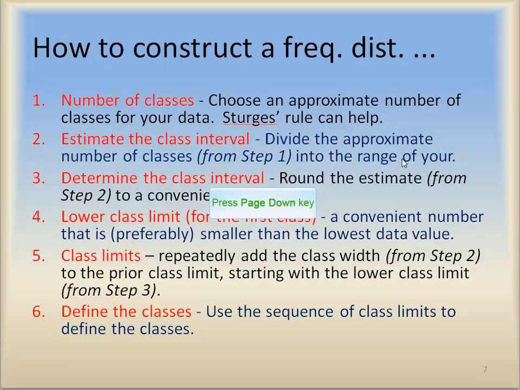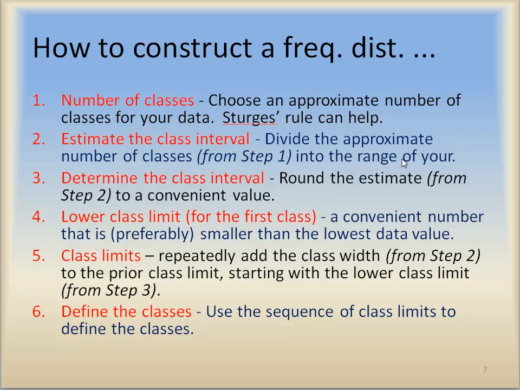The next step is we round that estimate from step 2 to a convenient value. You can't have groups of 3.5 students, for example, belonging in some group. You can either have a group of 3 or a group of 4. So you have to make sense of these. It has to be easy on the eye, and most importantly, it must follow some common sense. Then you select the lowest class limit, in other words, the lower class limit for the first class, for the first category.